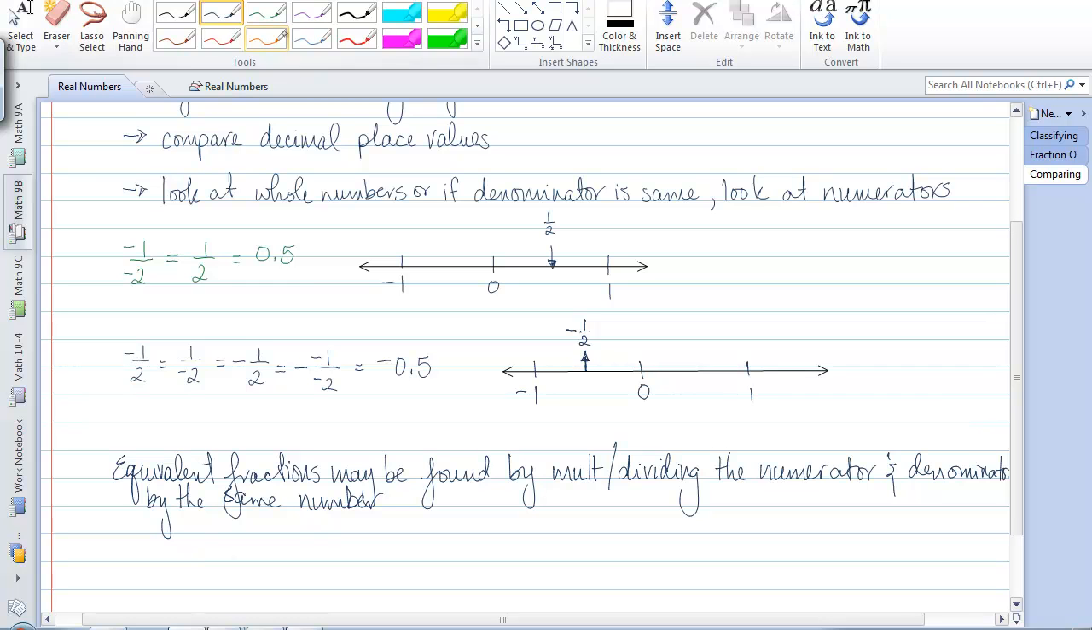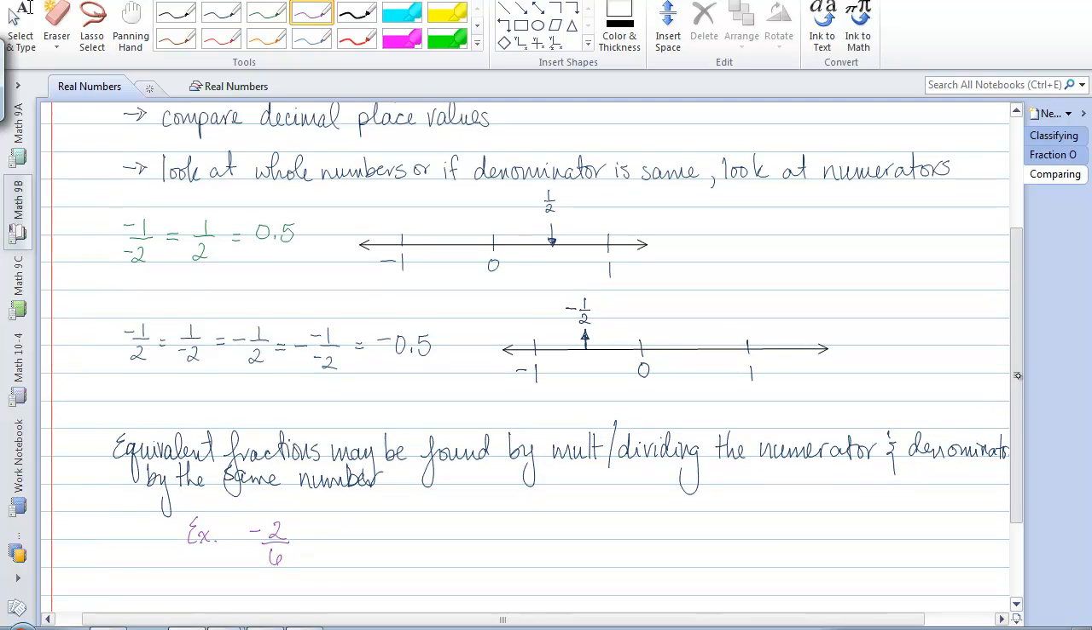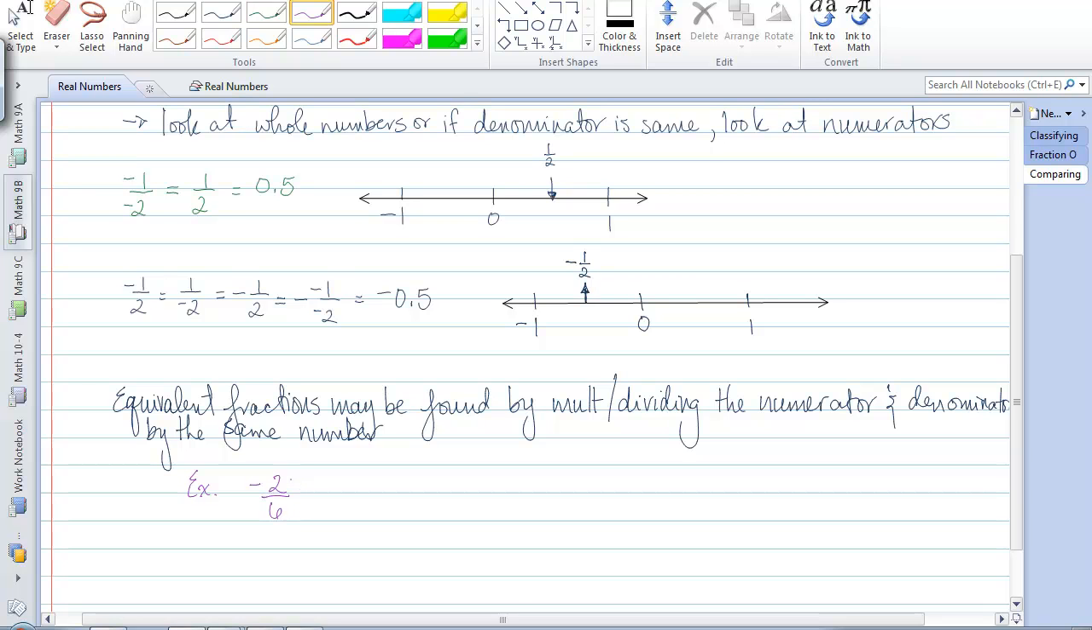So again, for example, if we take -2/6, if I was to divide both the numerator and the denominator by 2, I would come up with an equivalent fraction of -1/3. Similarly, I could also multiply both numerator and denominator by -4, and I would come up with an equivalent fraction of +4 over -12. Okay.